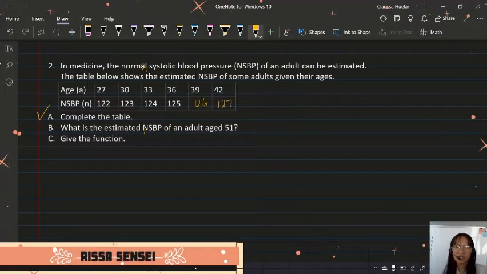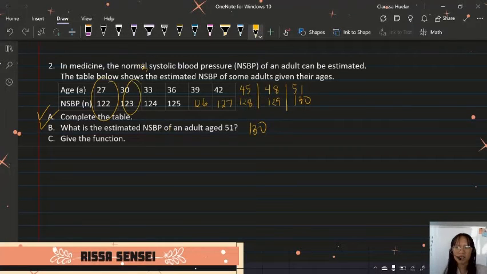What is the estimated NSBP of an adult age 51? So, if we continue, this is 45, then 48, then 51. So this is 128, 129, 130. So the estimated NSBP of an adult is 130. So okay na. Lastly, you will give the function. So how are you going to give the function? So what will we do? We can take two points.